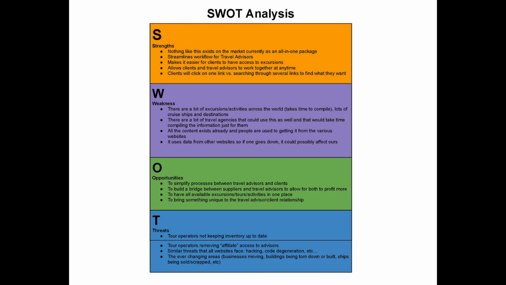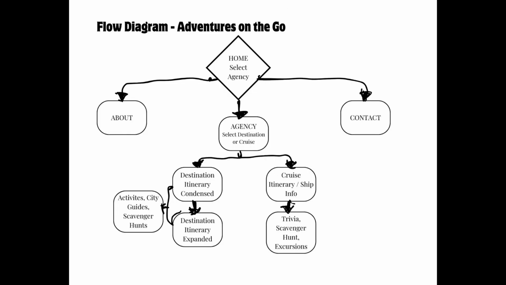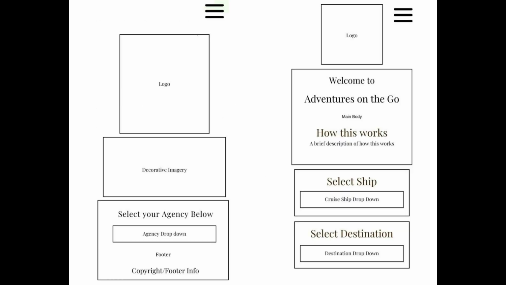This is my flow diagram. So we have the home page, and you can also get to an about and contact, and then our agency, destination, itinerary, condensed, and then it expands out. Your cruise info, trivia, scavenger hunts. This is my page 1 and 2 wireframe. This is where we start.